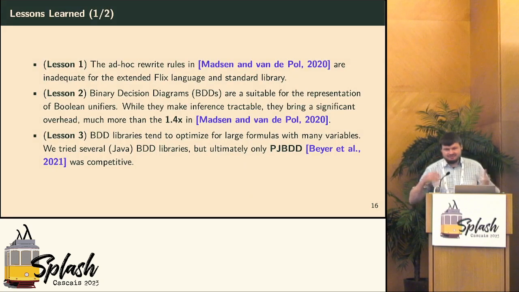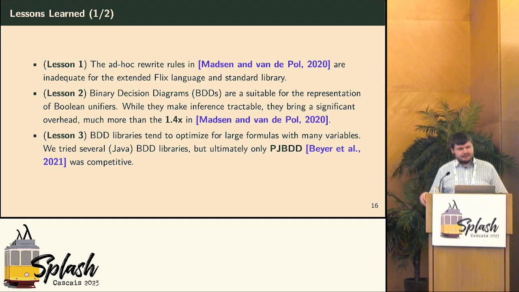Okay, so that was a lot of stuff, right? If you're building your own compiler, what would be the takeaway from this? A few lessons we learned, I would say. First of all, if you do Boolean unification and you think you can simplify the formulas by hand, I don't think that will work. You need more sophisticated technology. Second, switching to BDDs actually made everything tractable again, but there's a very high overhead.